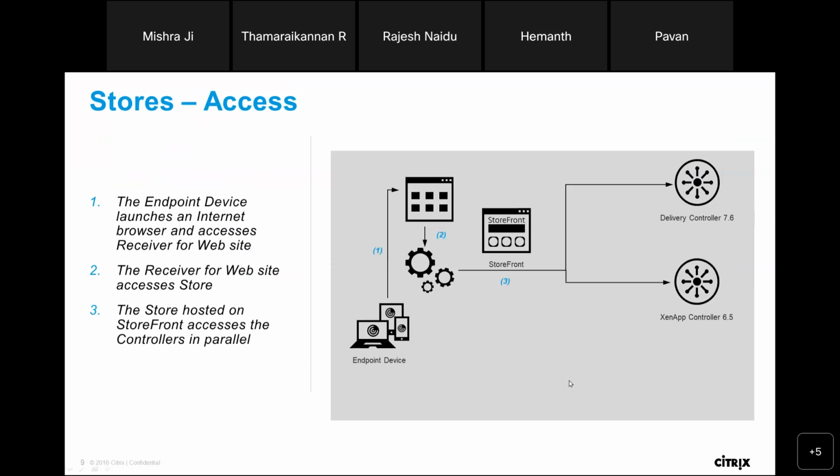So how can the store be accessed? Step number one, the end user uses a laptop, desktop, tablet, or mobile device to connect to the StoreFront page. That's Receiver for Web. Once it is connected to the store, it displays the page on the user's screen, with parallel connections for multiple users.